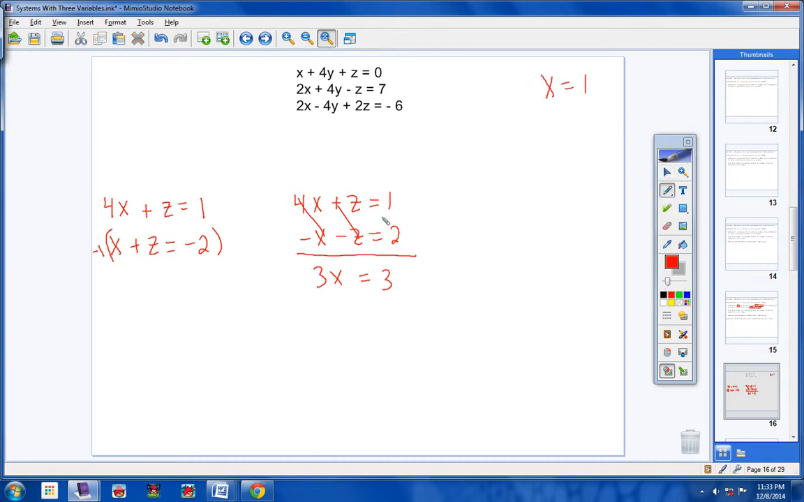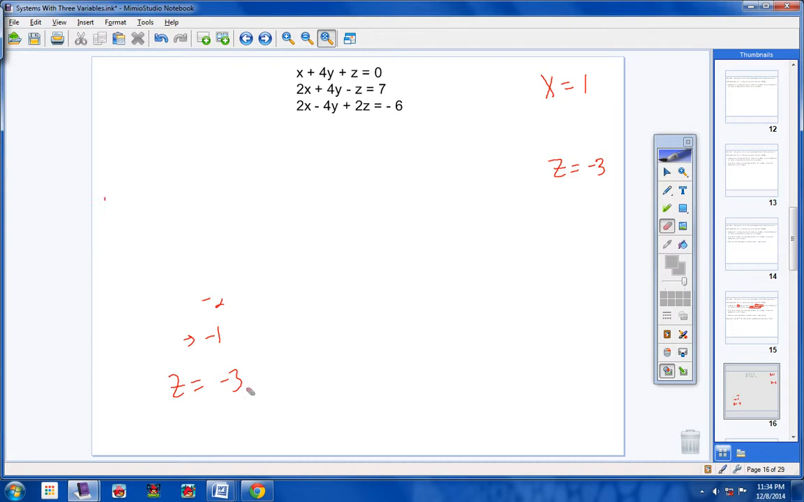Now, take your 1 for x and put it in for x over here. It can be any of these equations. I'm going to use this equation here because I have some room to work. So here we go, where the x is here, I'm going to put a 1. So 1 plus z equals negative 2. Bring your 1 over, make it a negative 1. z equals negative 3. So there we go.